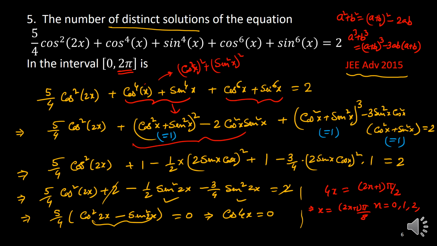So I can start with n equal to 0. What are the possible values? n equal to 0 could be there, 1 could be there, 2 could be there, up to how much? Less than 8. If it is 8, then 2 into 8 plus 1 is 16 plus 1, 17, which means more than 2 pi. So it is up to 7, right? So 0 to 7, these are possible solutions. So how many distinct solutions will you get? 0 to 7 means 8 solutions. So there are 8 distinct solutions.